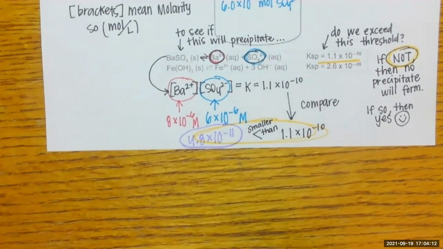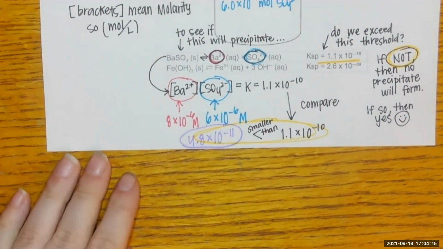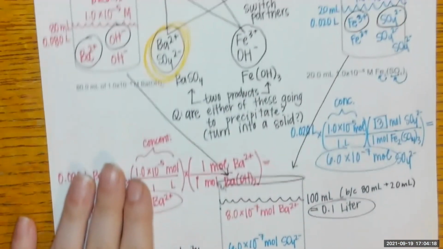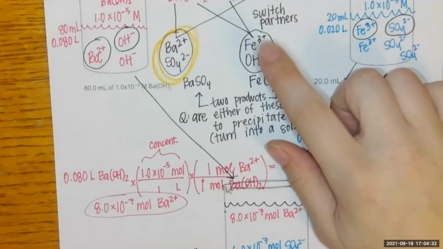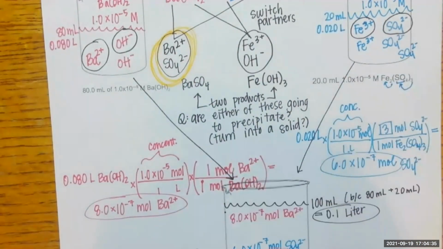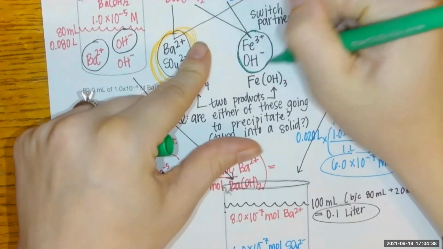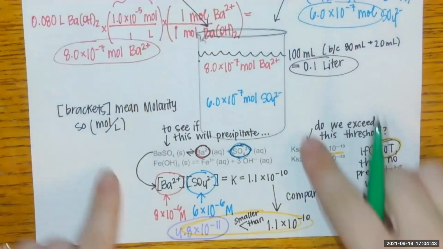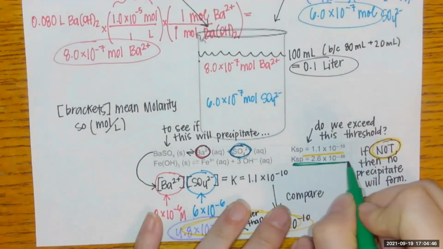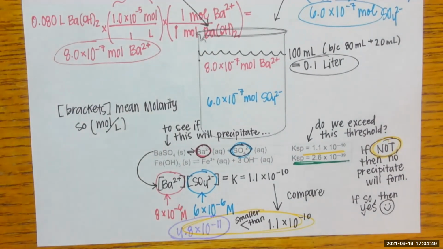Oh, good Lord, Miss Oliver. I just realized that all of that was just to decide that this one didn't precipitate. Are you telling me that I got to do all of that again to see if this other one precipitates? Do I got to figure out how much iron there is, how much hydroxide there is, put them together and see if it exceeds this threshold? Yes. Yes, you do. You do, child.